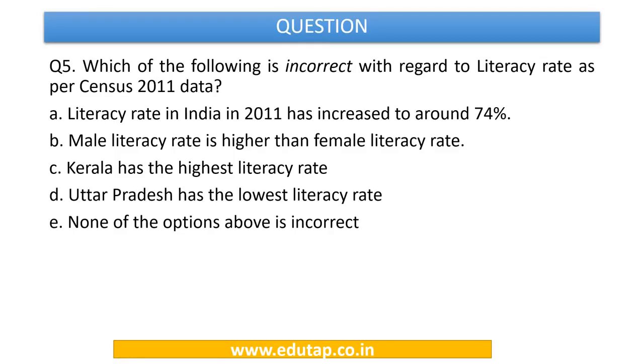Which of the following is incorrect with regard to literacy rate as per Census 2011 data? So this question is asking about one of the very important facts presented as per the Census 2011, and this is the literacy rate. And we are being asked about the incorrect statement. So options are: literacy rate in India in 2011 has increased to around 74%; male literacy rate is higher than the female literacy rate; Kerala has the highest literacy rate; Uttar Pradesh has the lowest literacy rate; or none of the given options is incorrect.